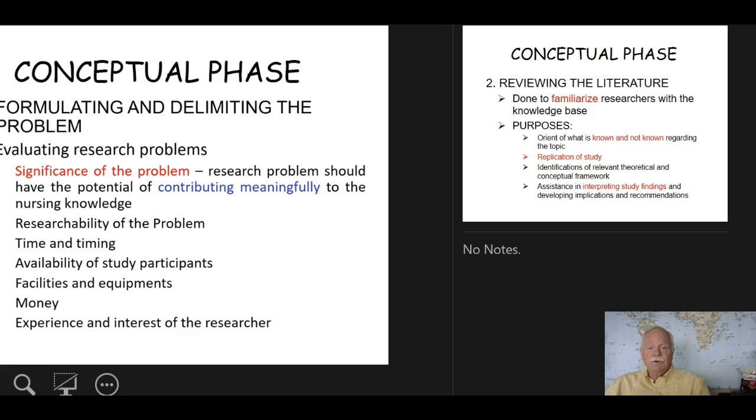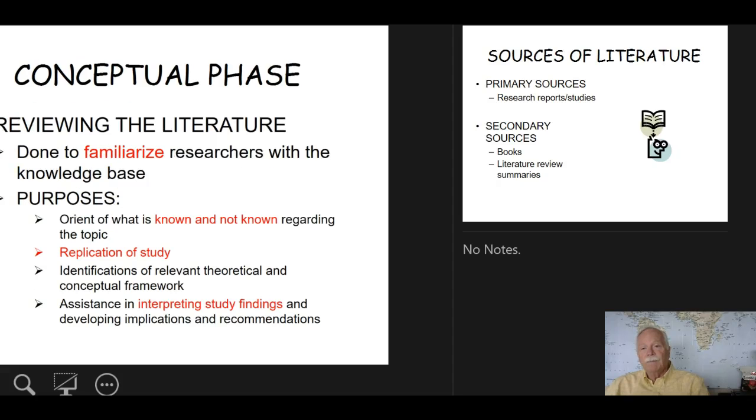And lastly, of course, is the experience and interest of the researcher. More seasoned people seek money perhaps from the National Institutes of Health, whereas many faculty members are simply using seed money grants from their university.